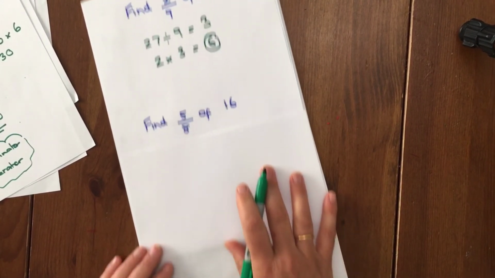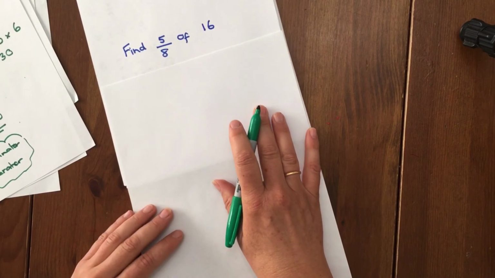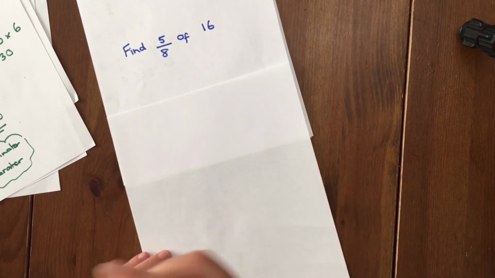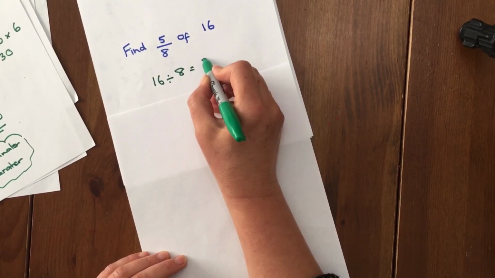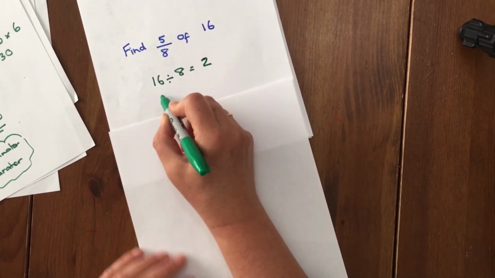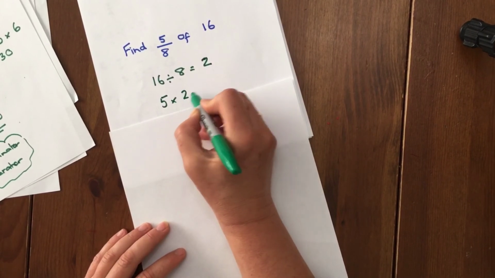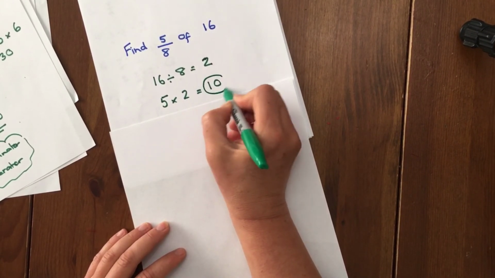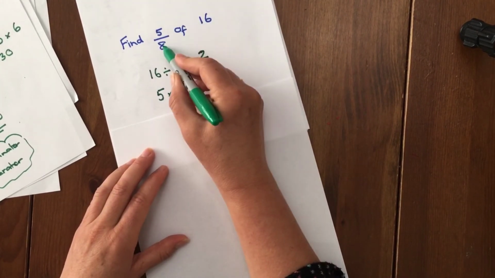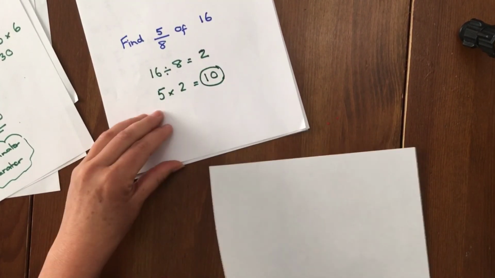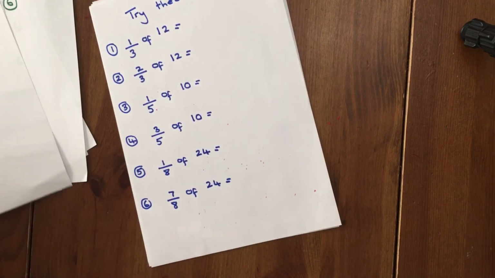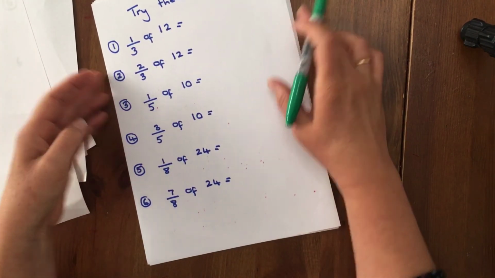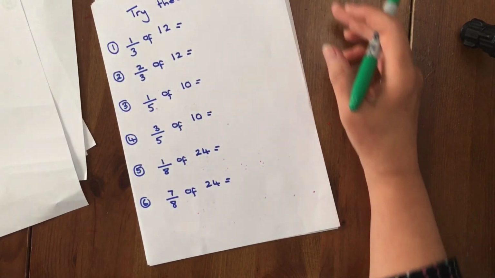Okay, try this one and pause the video and I'll have a go through it. Okay, so to find 1/8, I divide by the denominator and times by the numerator. Right, next one. You're going to have a go at doing these 6 questions. You're going to pause the video. I am going to go through those with you before you have your learning check.